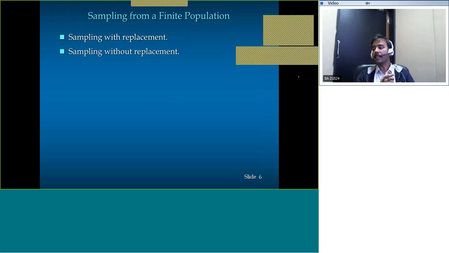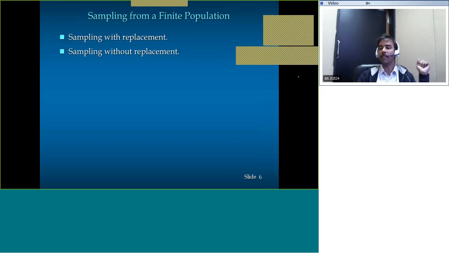What do you mean by sampling without replacement? In sampling without replacement, first you select an item, you check it, and you keep it aside. Then you take one more item from the population. So here the second item depends upon the first item. That's why the selections are not independent.